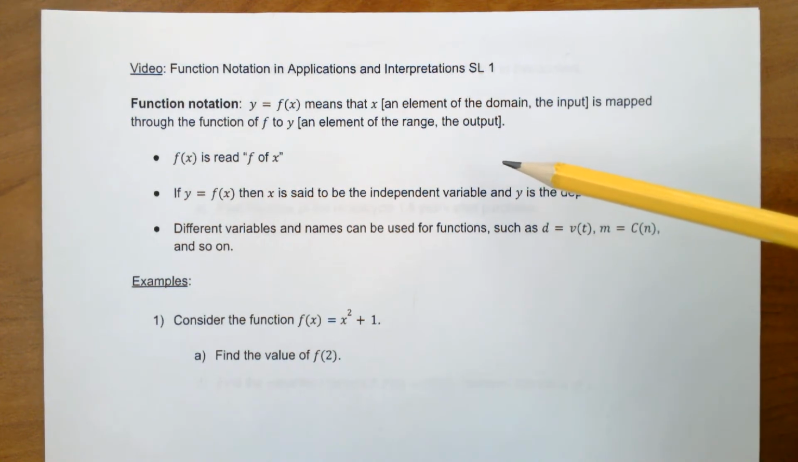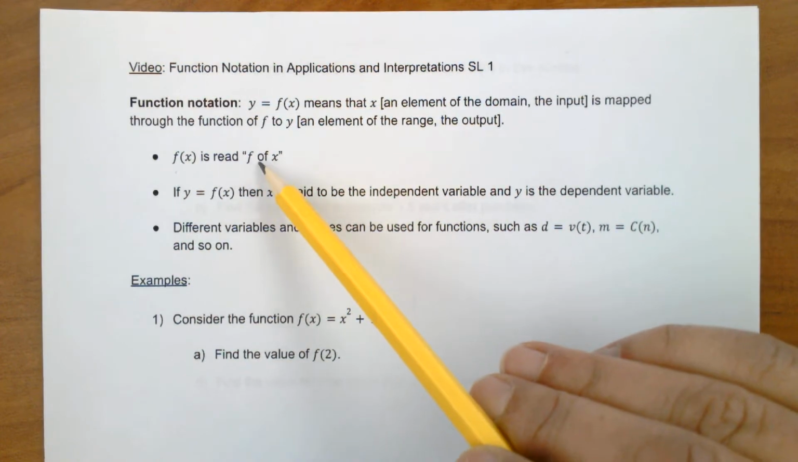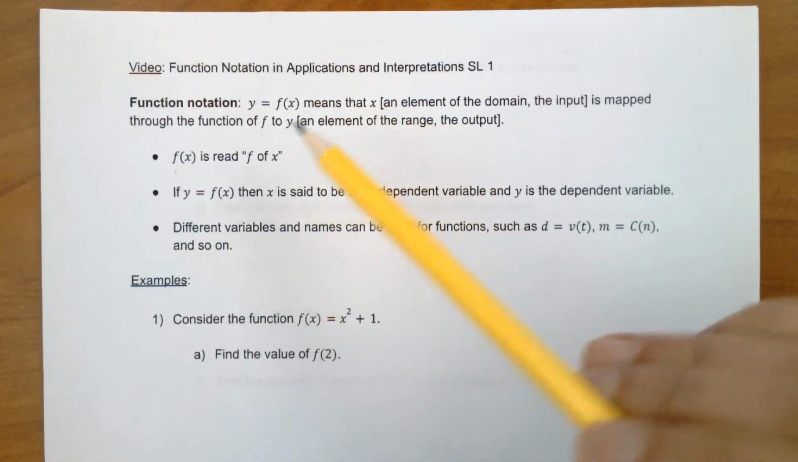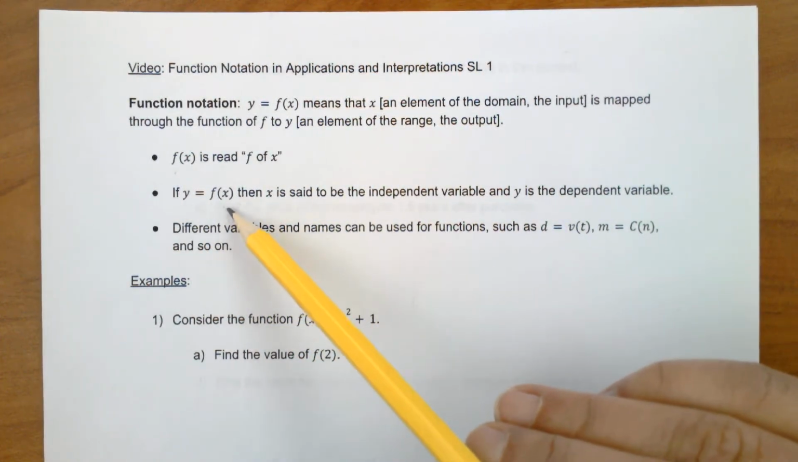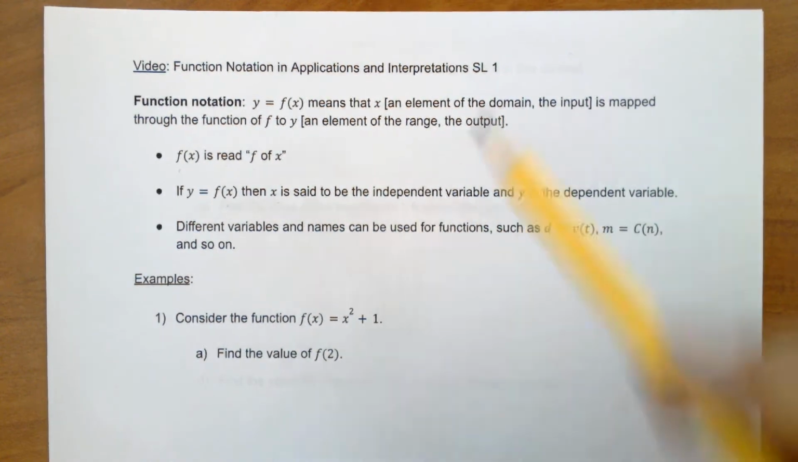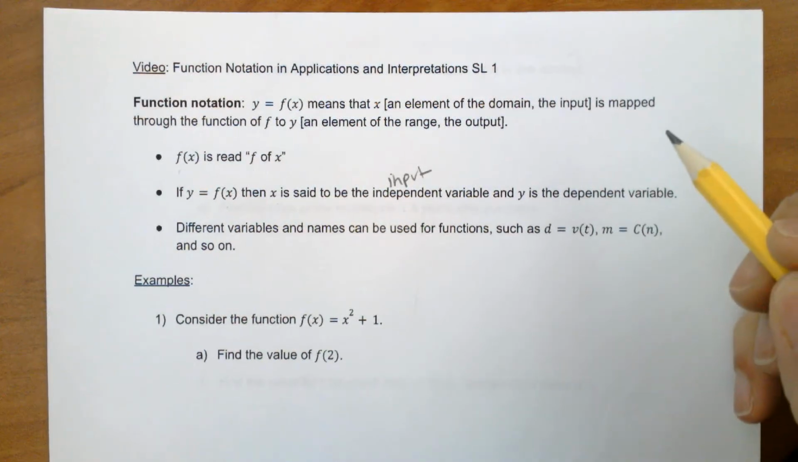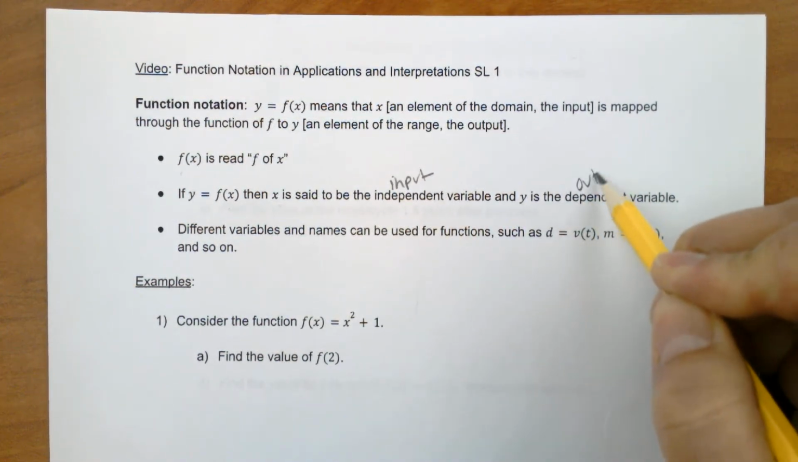Let's dive into this. First, how do we say f of x? F of x is read "f of x." If y equals f of x, then x is said to be the independent variable, the input, everybody. And y is the dependent variable, the output.